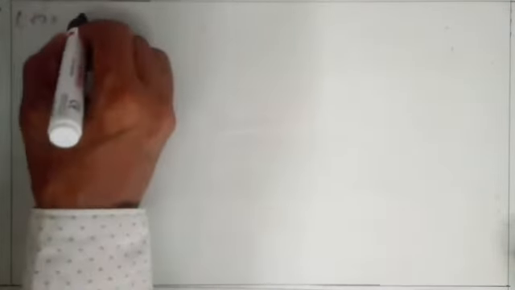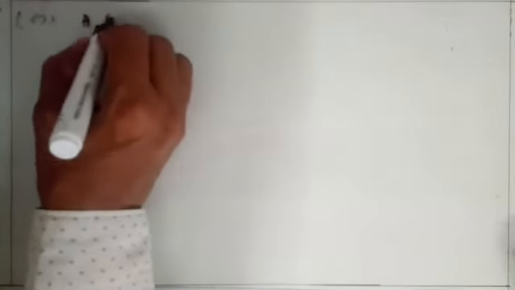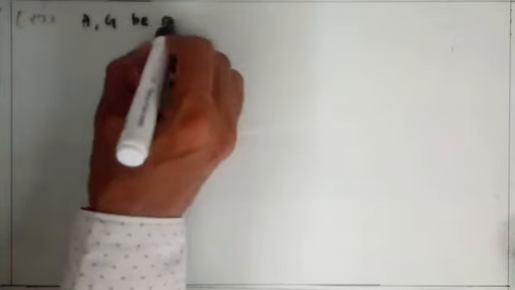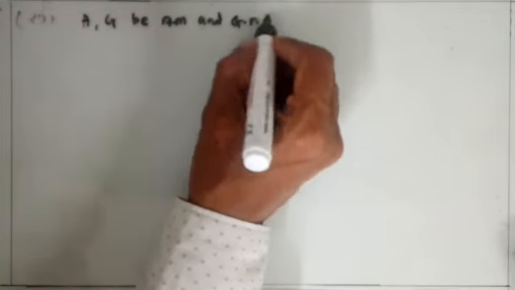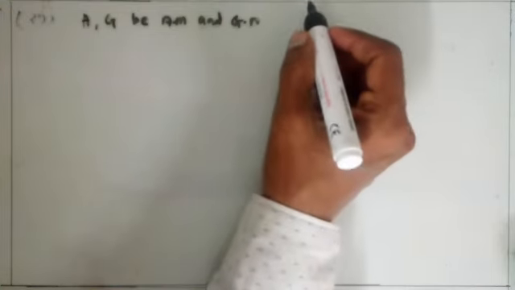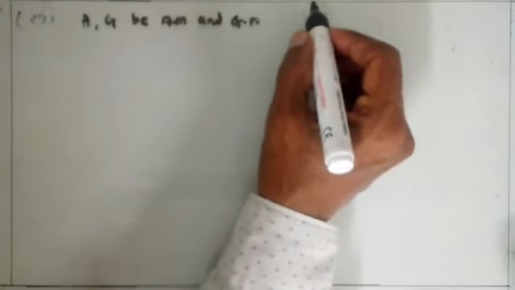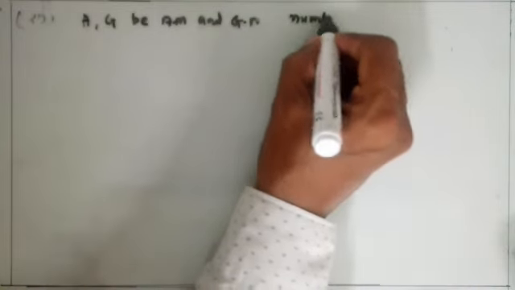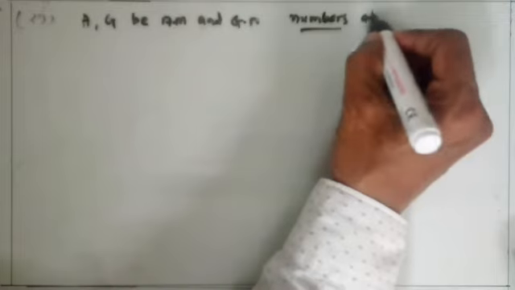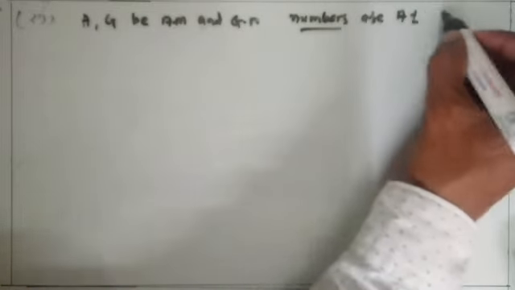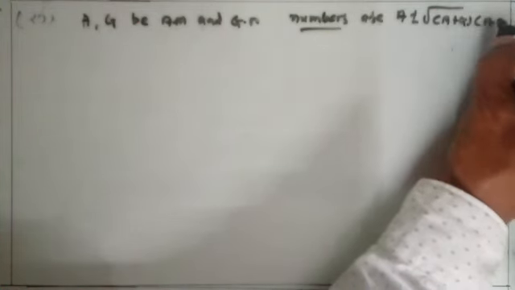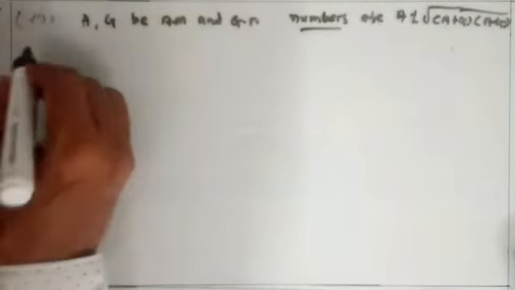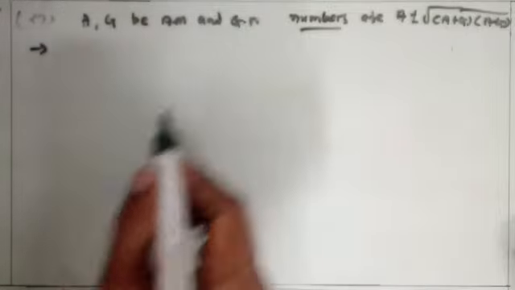Now, question number 29. If A and G be the arithmetic and geometric mean respectively between two positive numbers, prove that the numbers are A plus or minus root of (A plus G) into (A minus G). Here A and G are the arithmetic and geometric mean given.